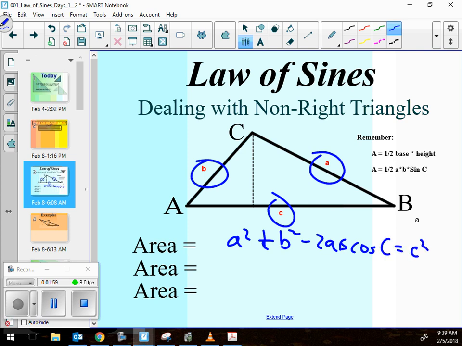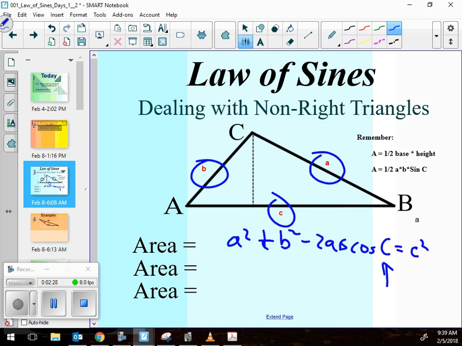Okay, that one doesn't tell you the area at all. But it is a formula that's got angles and sides in it, and it's really handy if you have all three sides but no angles. Do you get how this would allow you to solve for big C and you could get one of the angles? So this is useful when you have all three sides and no angles.